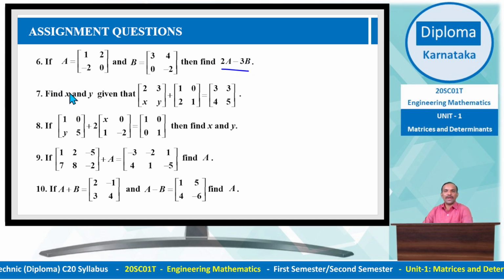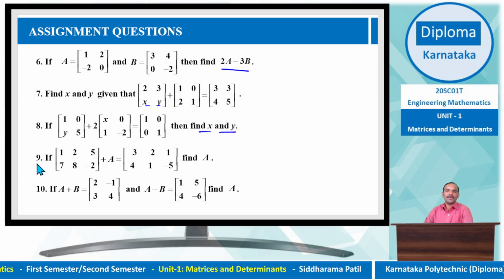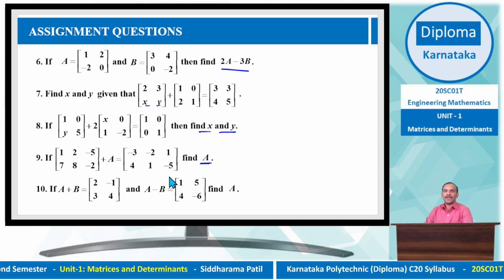Seventh question, find x and y given that one equation is given, you have to simplify, get the value of x and y. Same with the eighth question, you have to find out x and y. Ninth question, an unknown matrix A is given, you have to find out that unknown matrix A. Last question, that is the 10th, if A plus B equal to and A minus B is given, find out the matrix. These are some questions related to scalar multiplication, addition and subtraction. In the next section we are going to see multiplication of matrices.